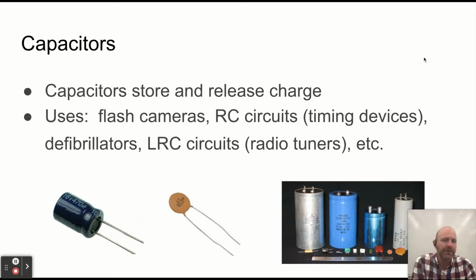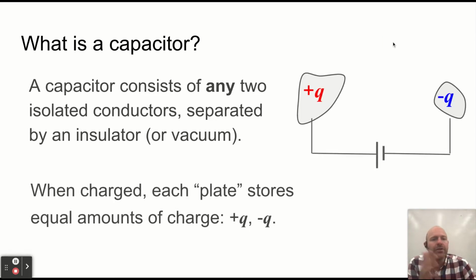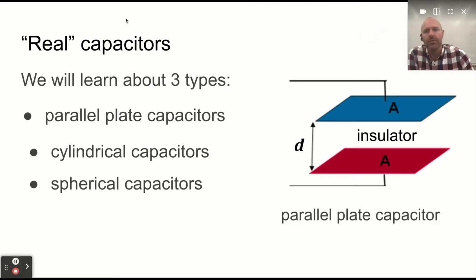These are very useful devices for lots of things, but a basic capacitor consists of any two isolated conductors separated by something. A vacuum is the simplest to model, but you can also use another insulator, and we'll talk more about that. Then you attach a voltage source to them, and one side becomes positively charged, one negatively charged. Basically, you're pushing all the electrons to one side. Each plate, by definition, has to store an equal and opposite amount of charge, so they're kind of this symmetric thing.